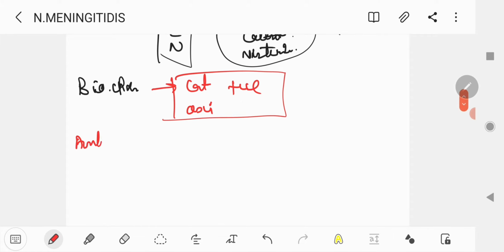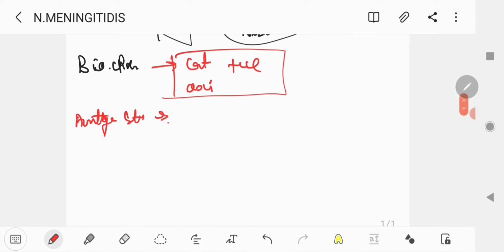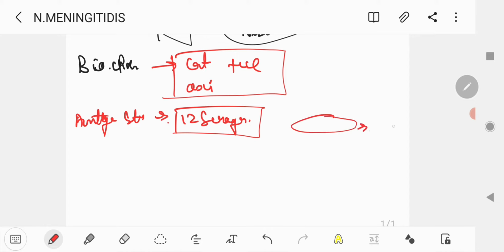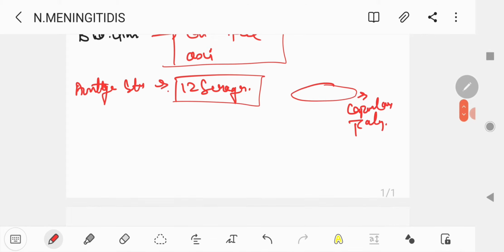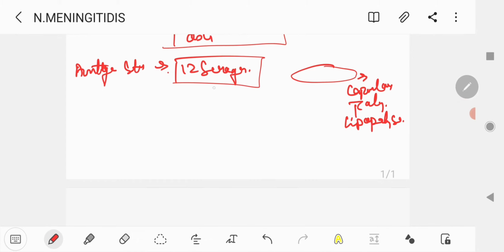Okay, in antigenic structure, there are basically 12 serogroups. Starting with the serogroup, I want to tell you about that. This classification into serogroups is according to the capsular polysaccharide, which is present in the capsule of this organism, along with lipopolysaccharide. So by this outer layer it is divided into 12 serogroups, and this organism contains antigenic structures like IgA protease and endotoxin.